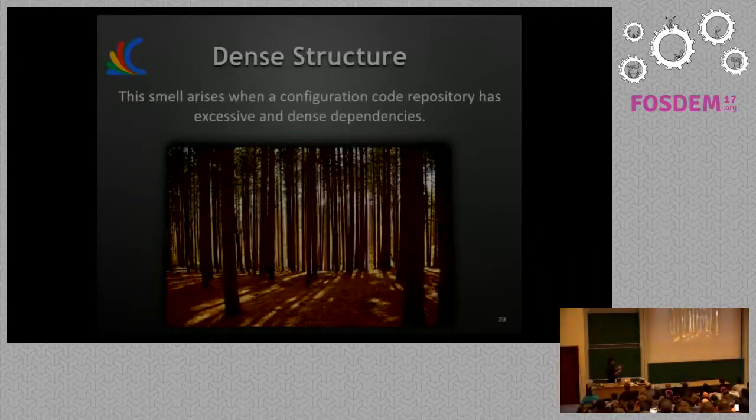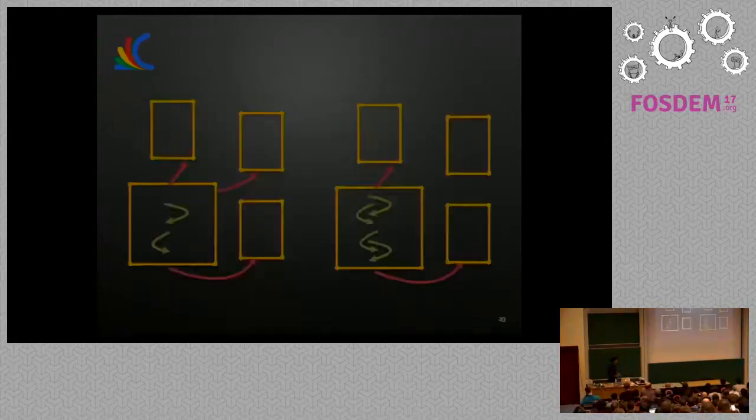And it's basically when the repository has excessive and dense dependencies to different modules. There are two scenarios here. On the left-hand side, we have some resources referring to each other, and there are many references to other modules. On the right-hand side, there are more references inside a module and fewer outside the module.